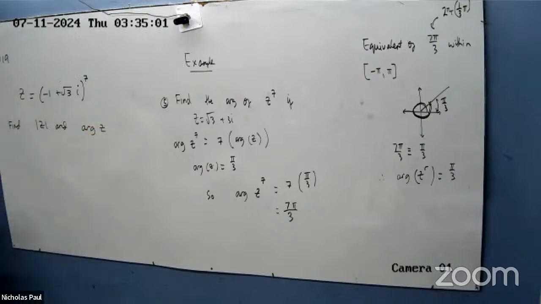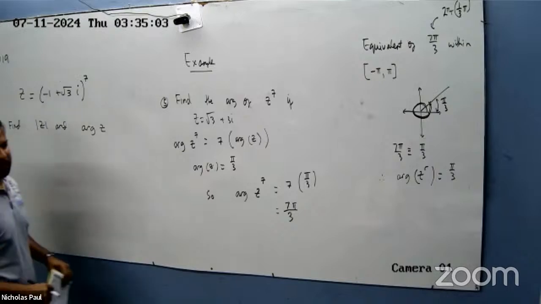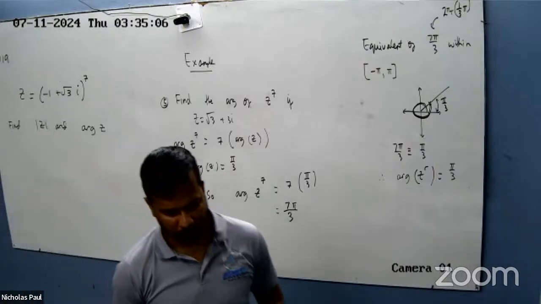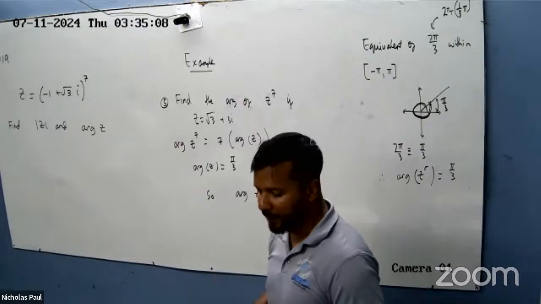Try that there, find the argument of z and the modulus of z. Then I'm going to show you all something.